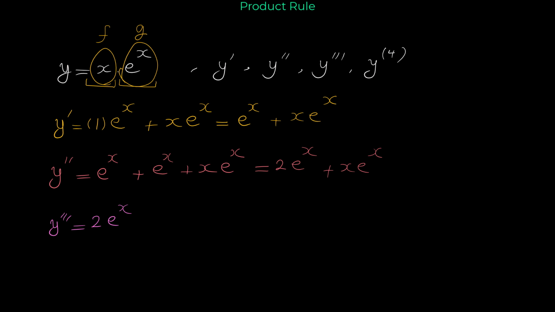But when we want to find the derivative of x e to the x, we need to use product rule, because we have x times e to the x. And we know that the derivative of that is, again, e to the x plus x e to the x. If you add these two, this equals 3e to the x plus x e to the x.